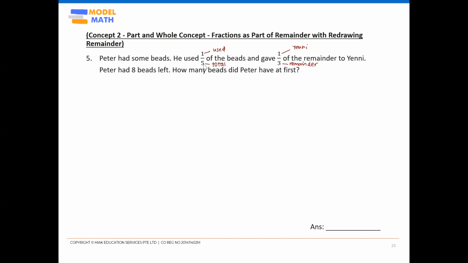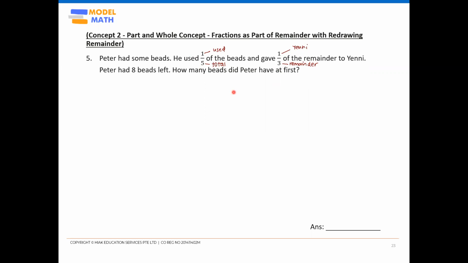As you can see, both the 5 and 3 don't represent the same quantity. They don't represent the same number of beads, because 5 is really the full total, while 3 is only the leftover after he used some. So we cannot make the denominators the same for this. We have to draw a model. Typically when I see the words "of the remainder", we call this a remainder theory question. We've got to draw a model from there.